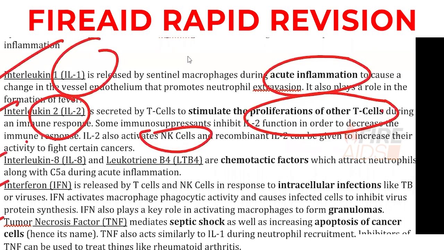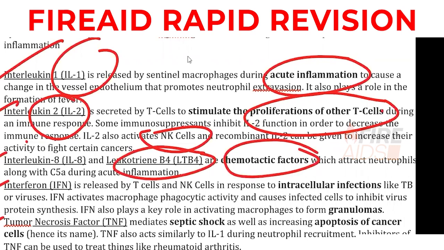So they stimulate the proliferation, that's multiplication, division, dividing potential of the T cells. So they help us to get a lot of T cells and also activate the natural killer cells. That's what interleukin 2 does. So interleukin 8 and leukotriene B4, these 2 are chemotactic factors which attract the neutrophils.